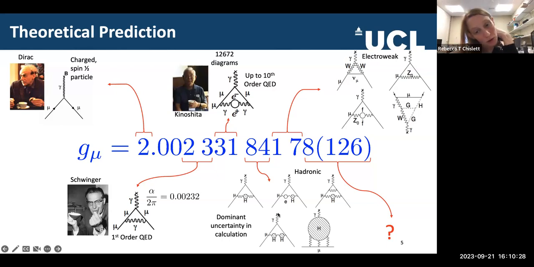But then we have the more complicated contributions. So the electroweak is slightly easier to calculate, and the hadronic contributions are the most difficult to calculate, because there you're in the non-perturbative regime. And so despite this being quite a small contribution to the theoretical prediction, it's actually where most of the error comes from. So it's the dominant uncertainty in the calculation. And so this is the part that most of the work is being put in at the moment, to try and improve upon the theoretical result.